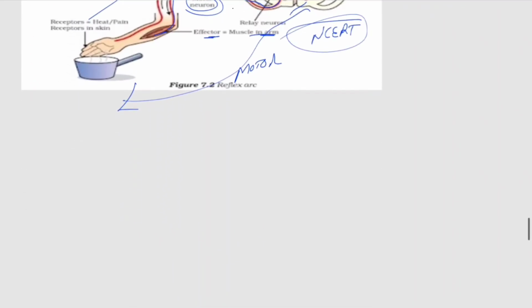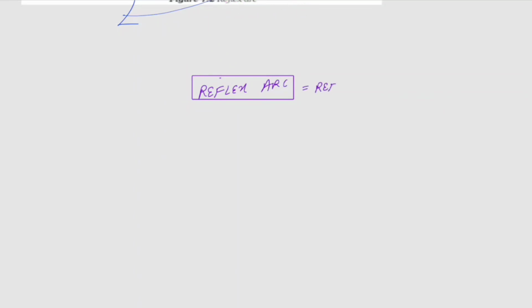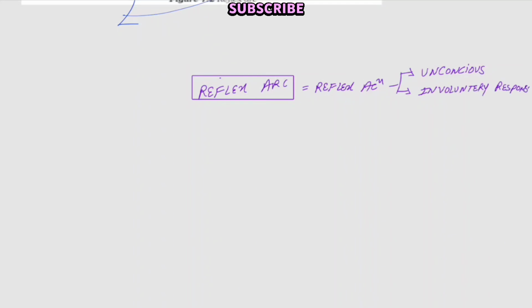Now let's talk about the reflex arc in words form. Reflex action is an unconscious and involuntary response of the effector, muscle or gland.